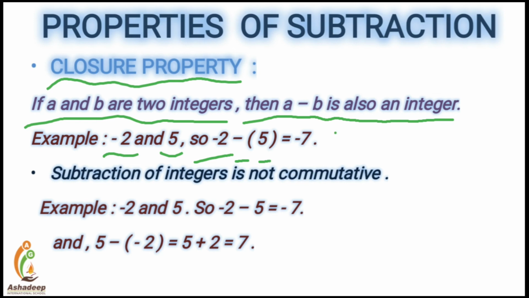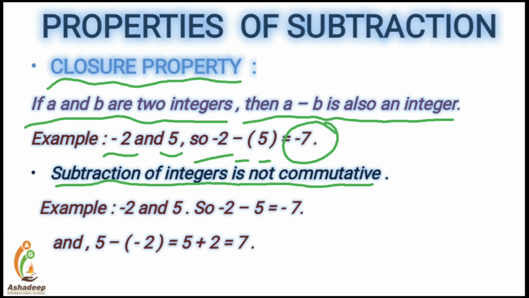Okay. So minus minus becomes plus, and the answer will be minus 7, because 5 is bigger number and it is having minus sign, so it becomes minus 7. So now hence it is proved that the difference of any two integers is always an integer. But subtraction of integers is not commutative, because when we change the order of the integers in subtraction, the result will also change. Let's see how.